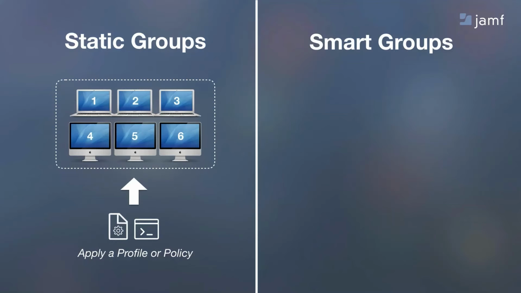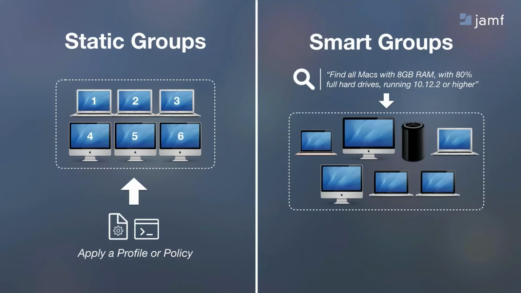Smart groups, on the other hand, work sort of the other way around. We'll start by saying, find all devices which meet this specific criteria. JAMF Pro will then show you all the devices which fall into that smart group, and you can apply profiles and policies from there. So how does this come in handy? Here's a couple of examples.